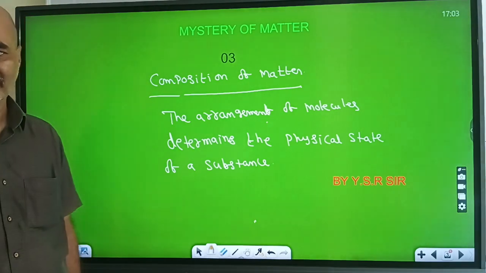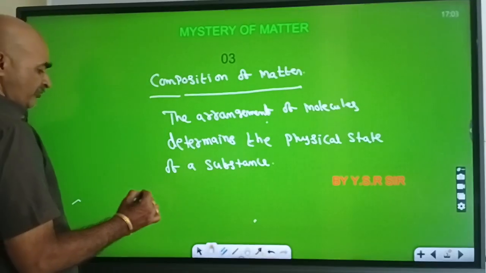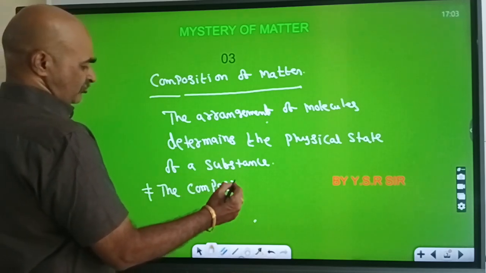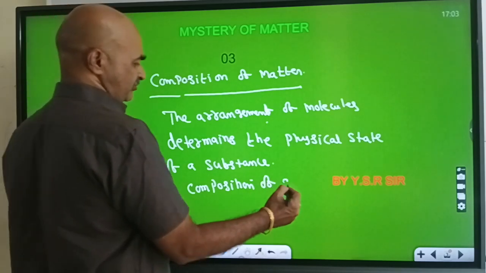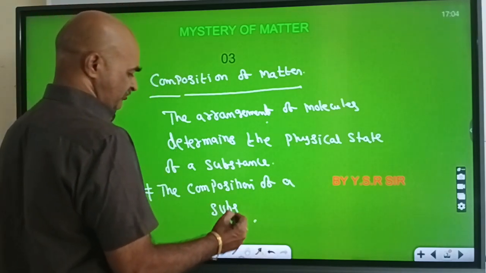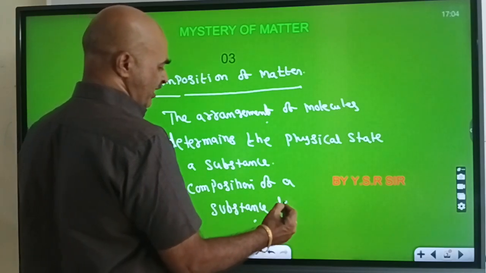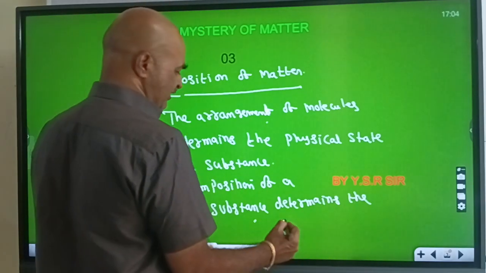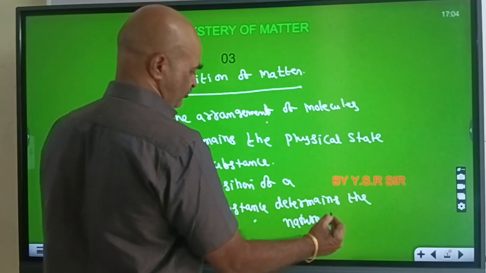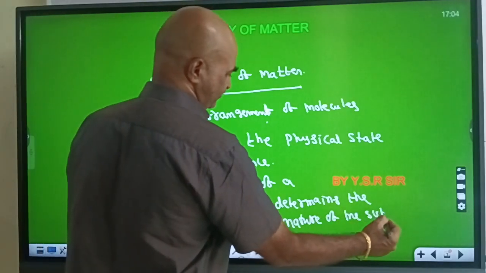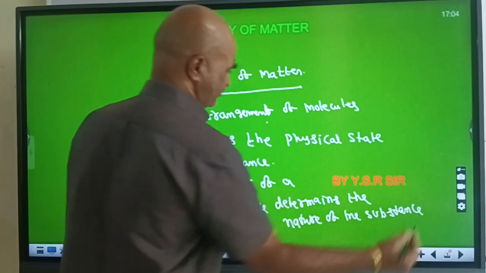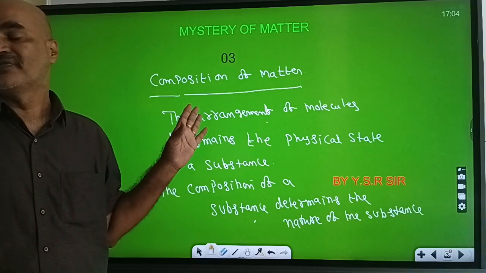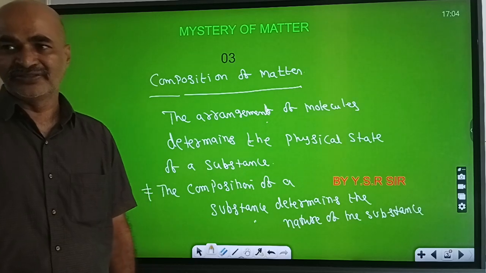However, the composition of a substance determines the nature of the substance. So, arrangement of molecules determines the physical state of a substance. Composition of a substance determines the nature of the substance. What does it mean?